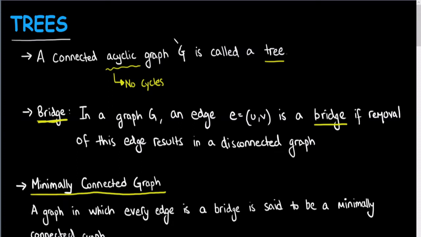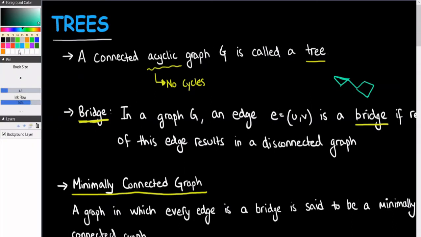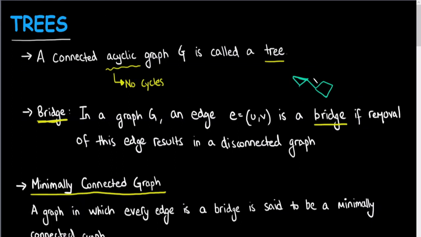Say for example, you have your graph G as something like this, and maybe that's it. So this edge E, my bad, is a bridge, because if you remove this, then you are left with one triangle and your square, something that looks like this, which is disconnected. So this edge is called a bridge. So that's what a bridge means.